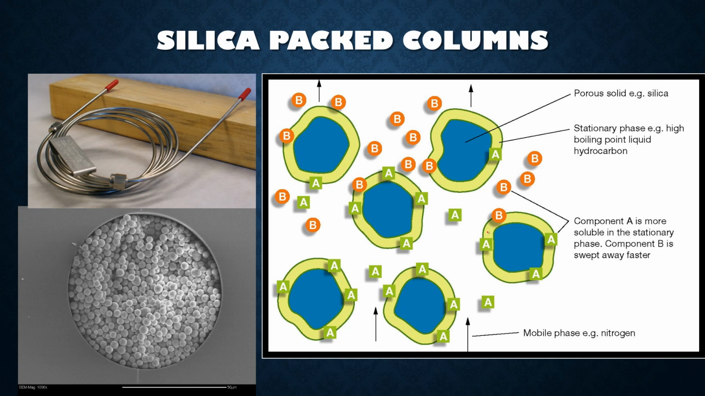So with gas chromatography, there are two main types of columns. There are silica packed columns, which have silica beads packed into the column, and this here is an example of a silica packed column. Now you can see the diameter of this column. They can range between 5 to 10 millimeters, which is about half to 1 centimeter if you like. And they're packed with silica beads.